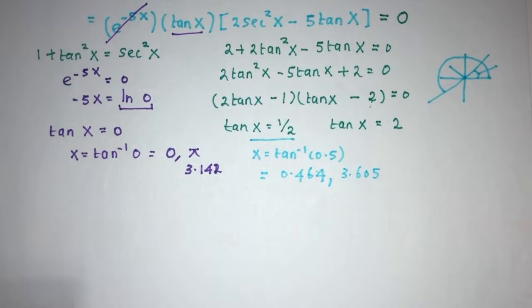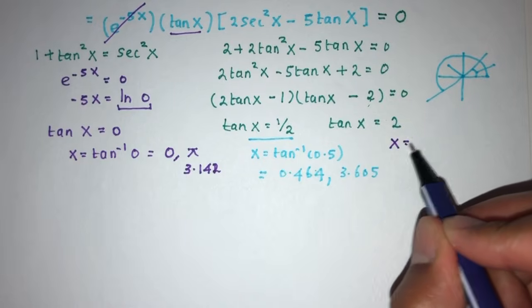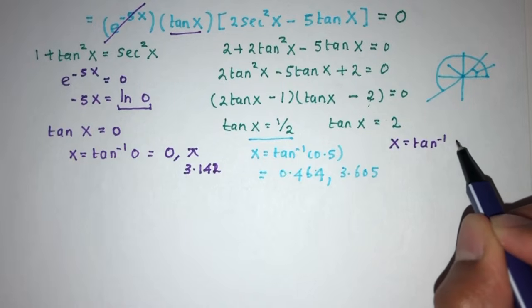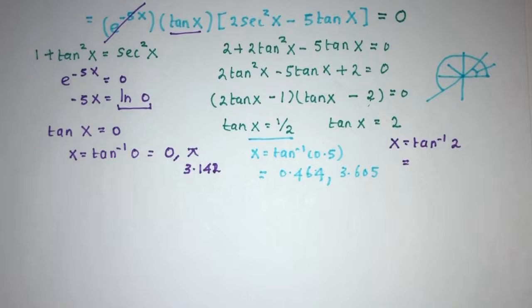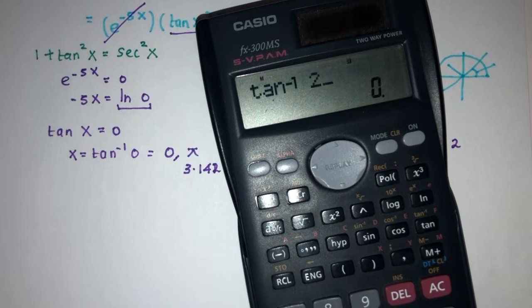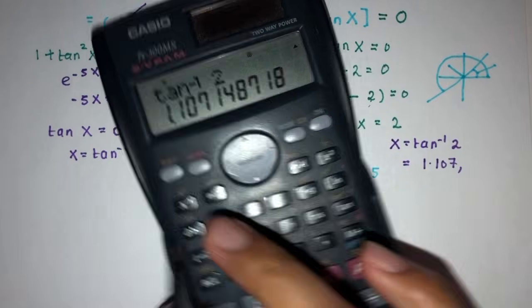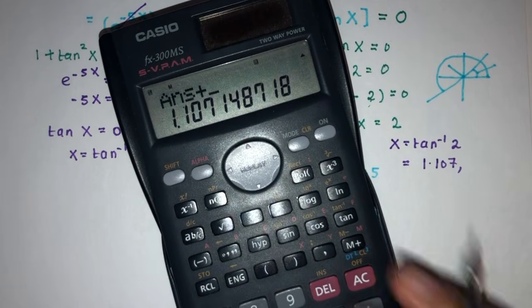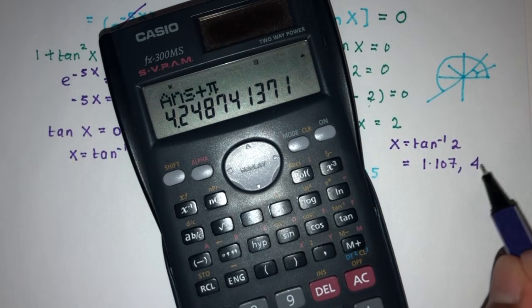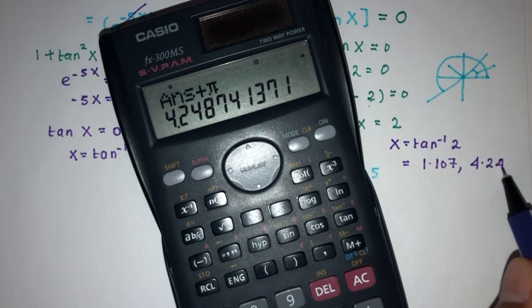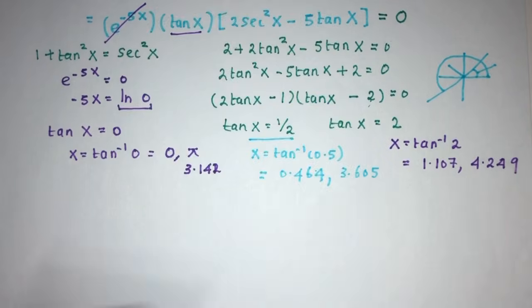And for this one, same idea, x could be tan inverse of 2. So tan inverse of 2, that should be 1.107, or it could be plus pi, that should be 4.249. Okay, now we have to check.